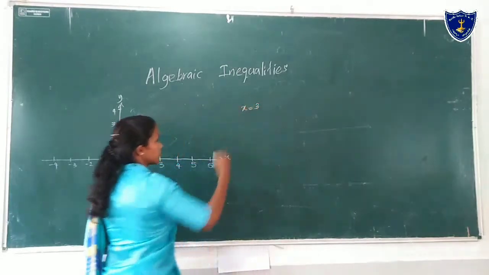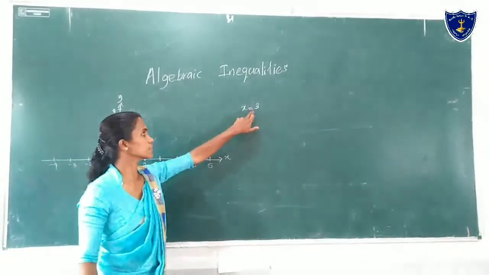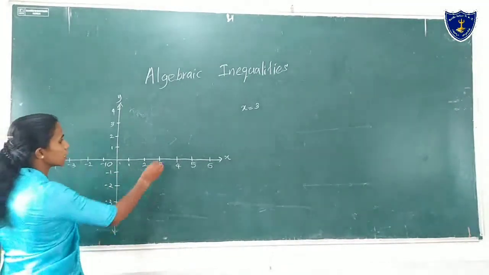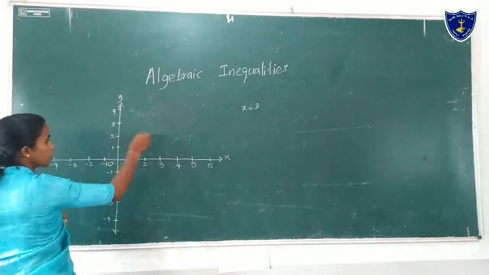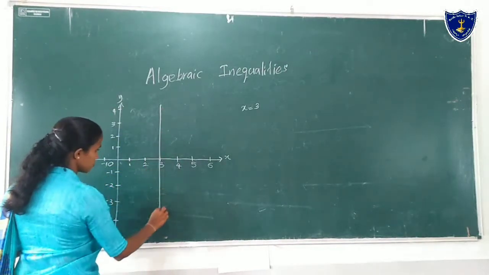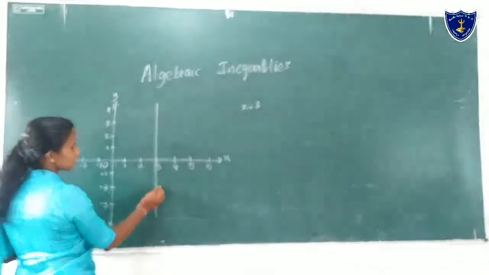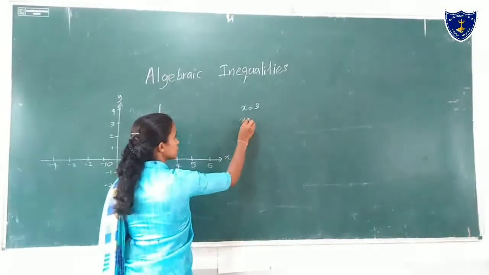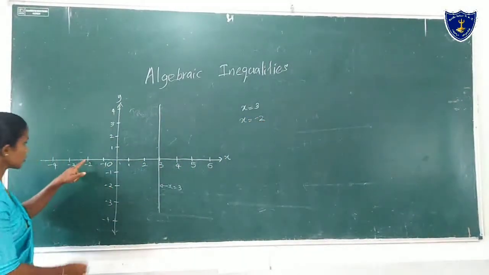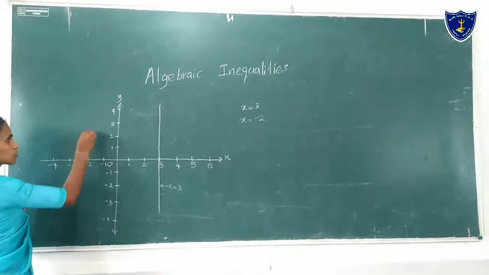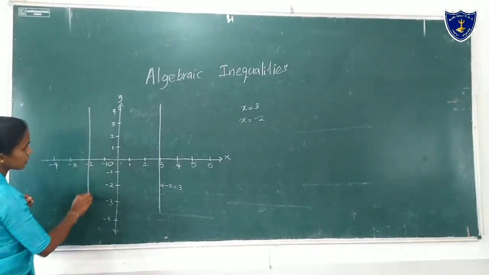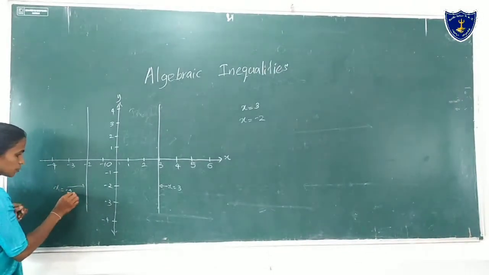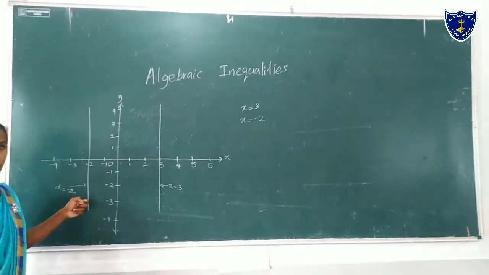x equals 3. The line x equals 3 is parallel to the y-axis. Through the point 3, you have to draw a line segment which is parallel to the y-axis. This is named x equals 3. Then, what is the line x equals minus 2? Through this point, minus 2, you have to draw a line which is parallel to the y-axis. That is, x equals minus 2.